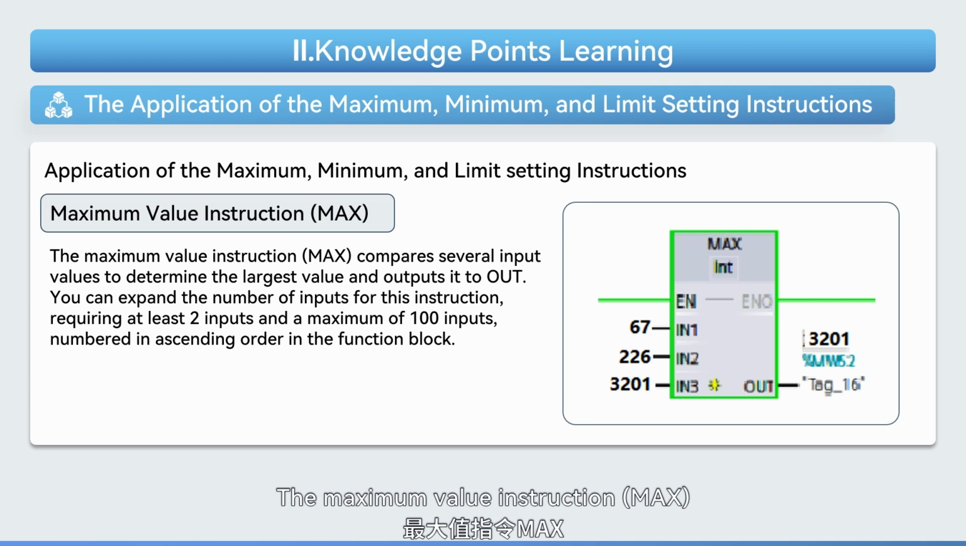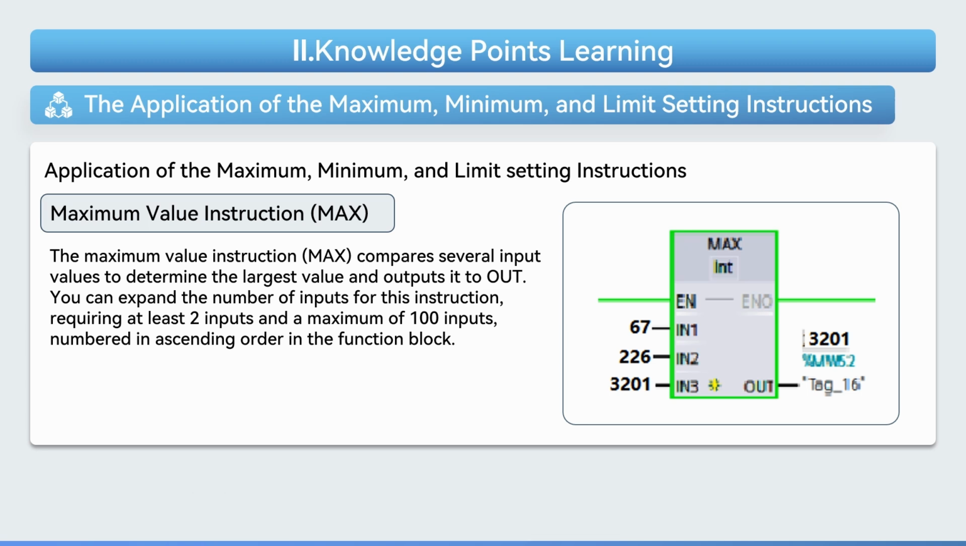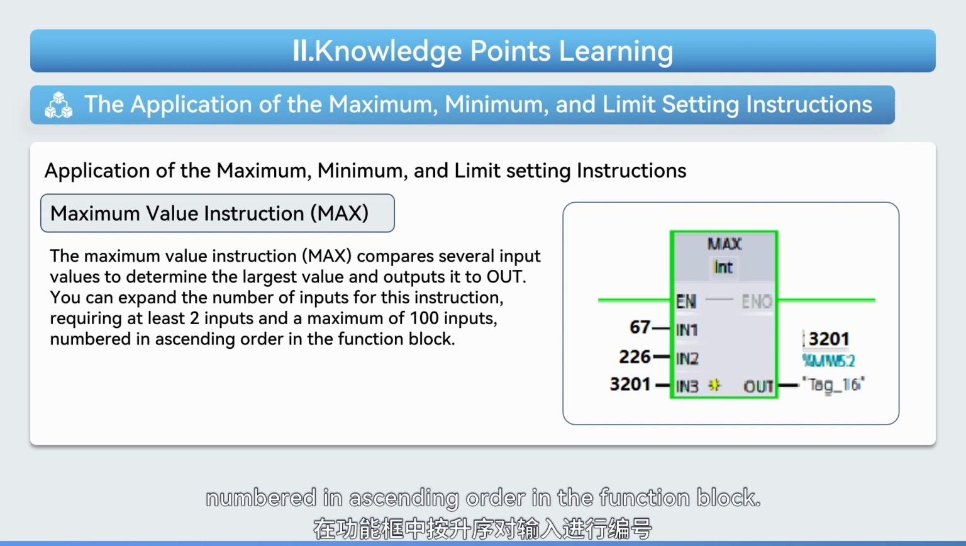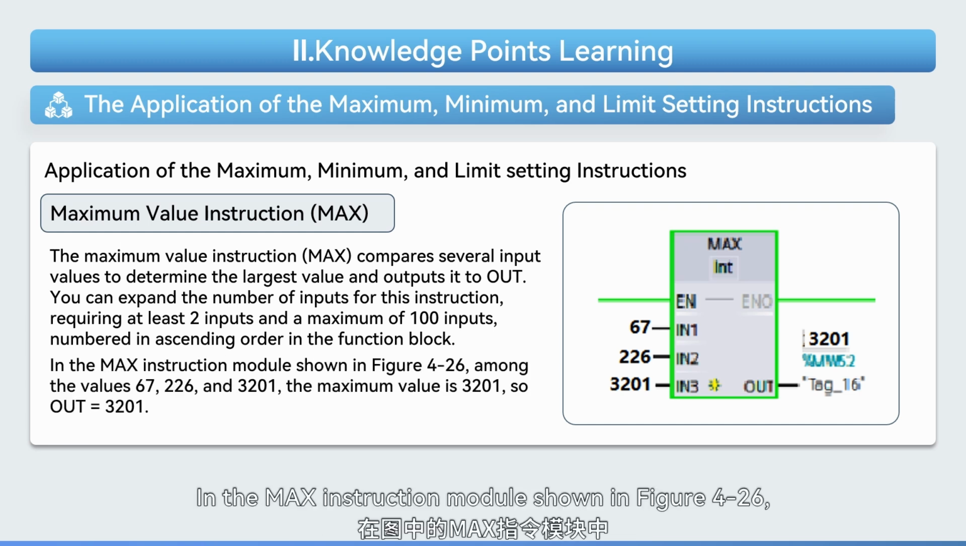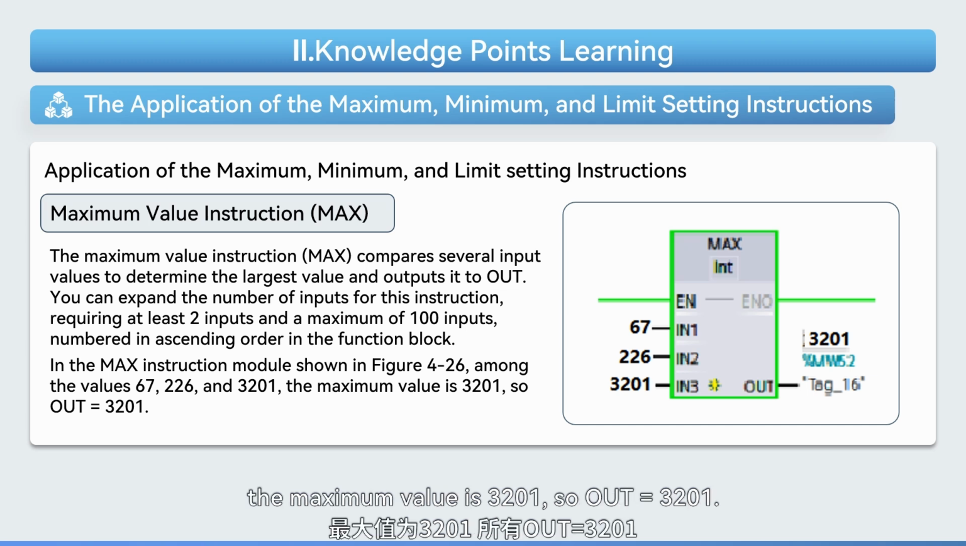The maximum value instruction, MAX, compares several input values to determine the largest value and outputs it to OUT. You can expand the number of inputs for this instruction, requiring at least 2 inputs and a maximum of 100 inputs, numbered in ascending order in the function block. In the MAX instruction module shown in Figure 426, among the values 67, 226, and 3201, the maximum value is 3201, so OUT equals 3201.